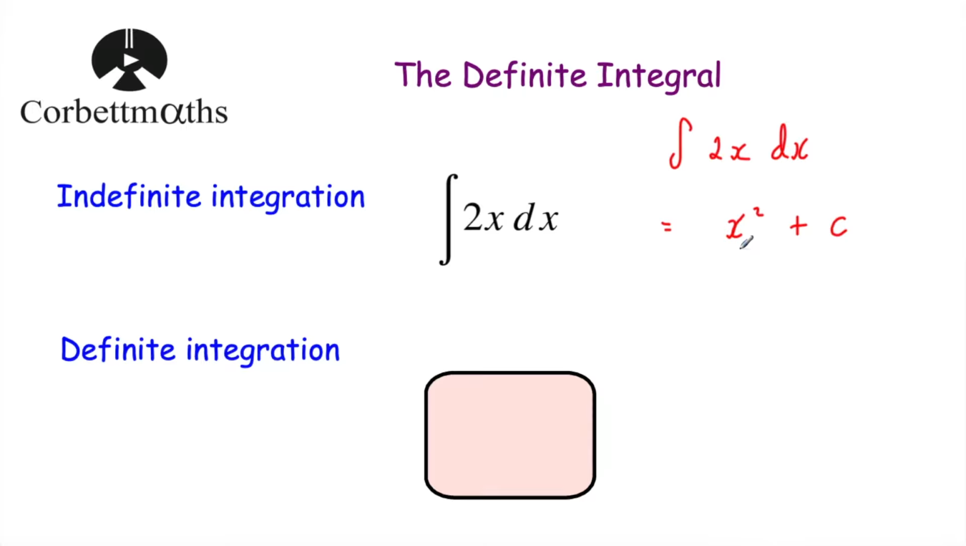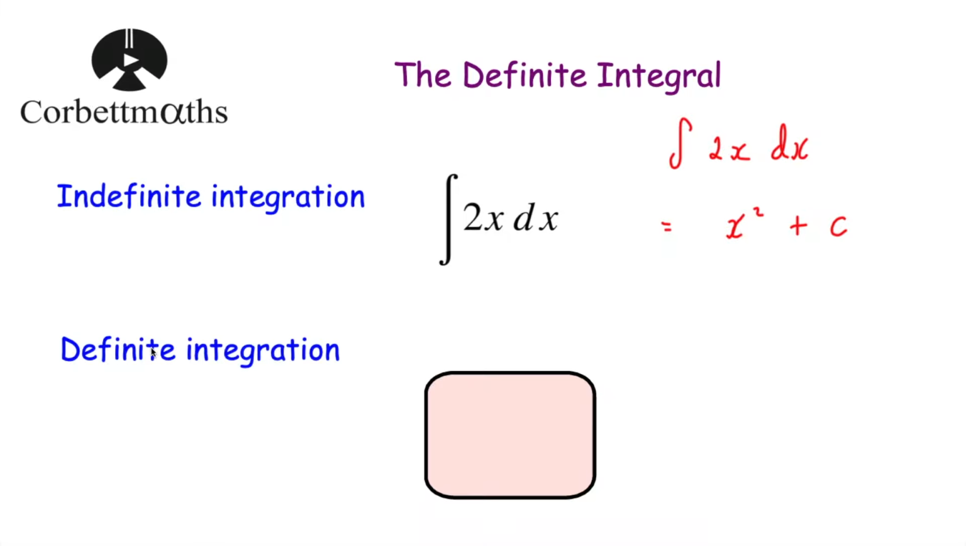Because remember that if you were to take something such as x squared plus 20 and you differentiate it, you get 2x. If you have x squared minus 4 and you differentiate it, you get 2x. We didn't actually know if there was a number there on the end or not. So that's why it's called indefinite integration, because it has the plus c.